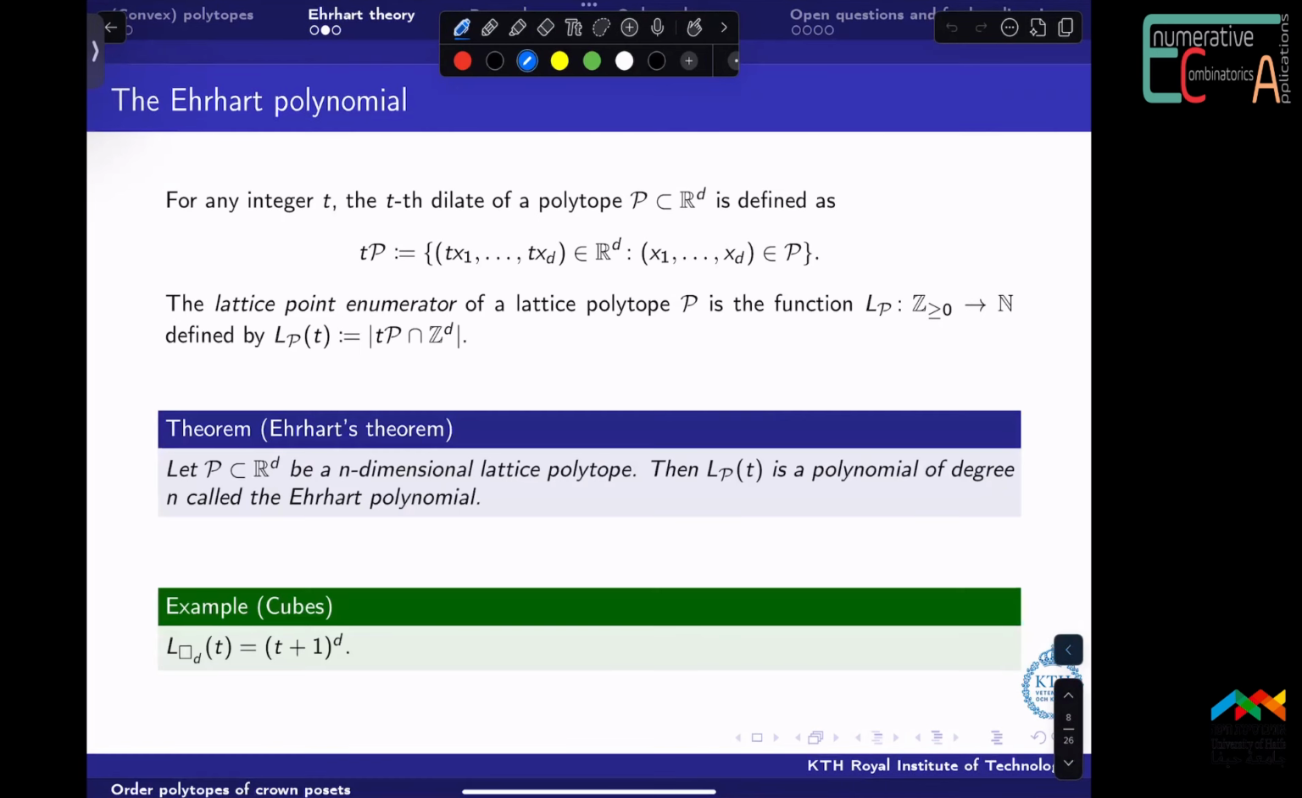The Ehrhart theorem says that this is not just a function, it's a polynomial, and the degree of the polynomial is the dimension of my lattice polytope. Again, continuing with our running example with cubes, the Ehrhart polynomial of a d-dimensional cube is (t+1)^d.